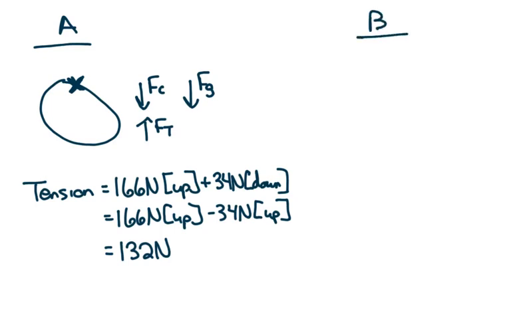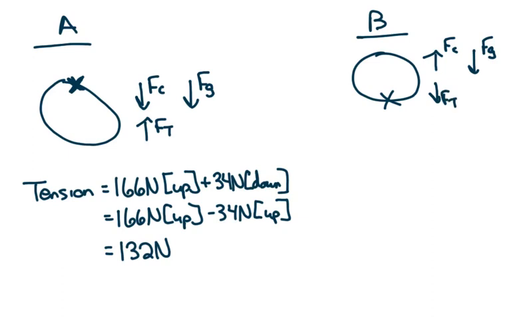Position B, similar, except now the ball is here. Centripetal force at B is acting up, because centripetal force always acts towards the center of the circle. Gravity is acting down. But again, we need the force of tension in the rope, which is equal and opposite to the centripetal force. So the tension in the rope will be acting down.